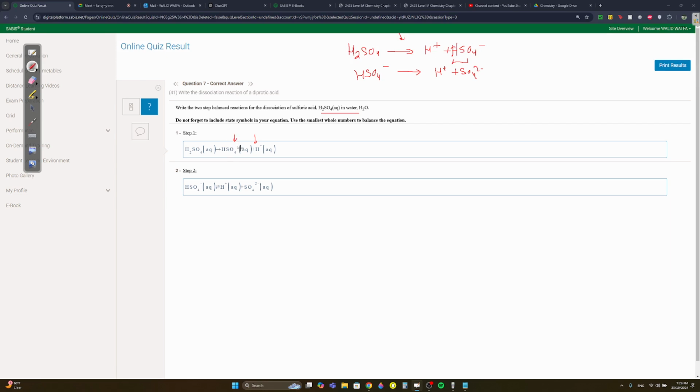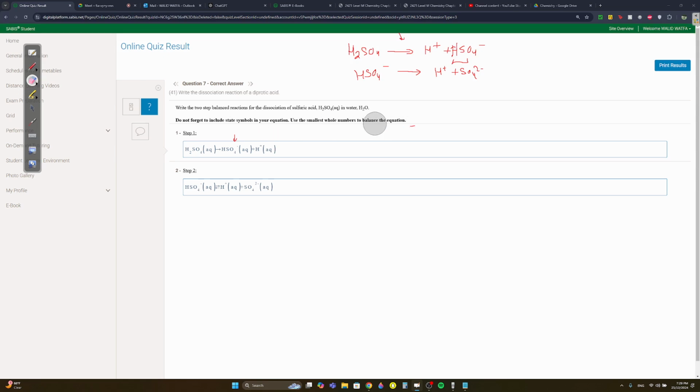Why is it minus? Some people will ask, why minus? Look, SO4 is usually 2 minus, and H plus is plus 1. So H plus 1 and SO4 2 minus gives 1 minus 2, which is minus 1. So the charge when you combine H and SO4 is going to be minus 1.